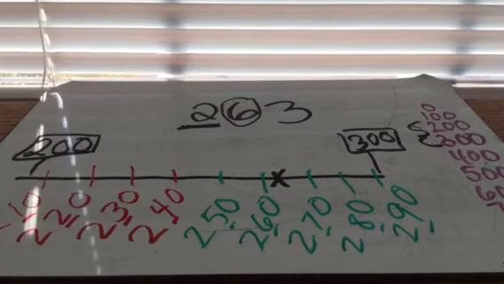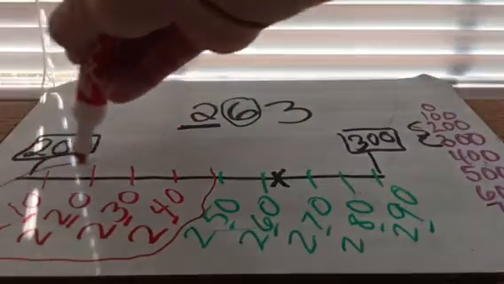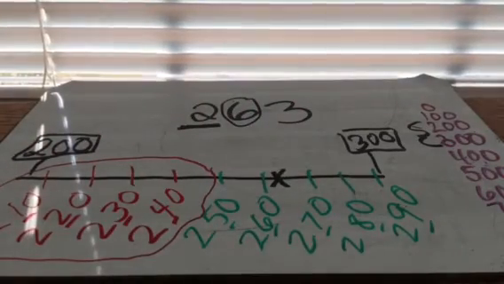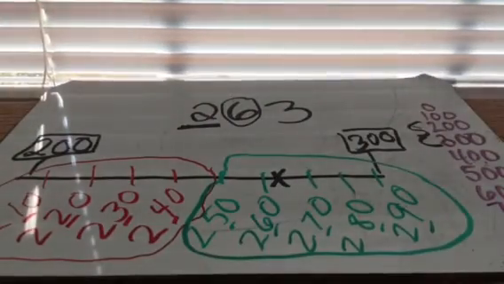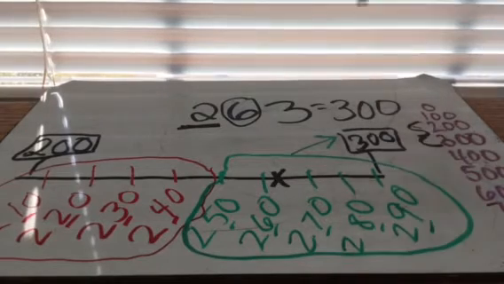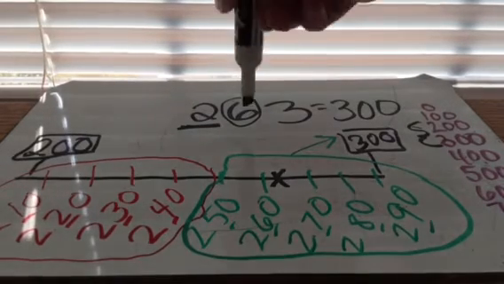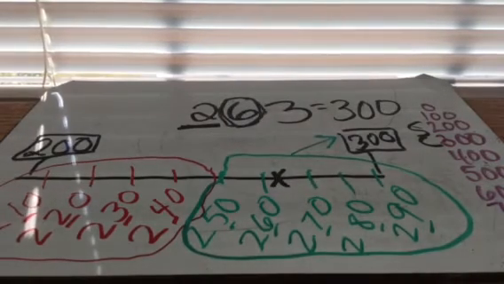So remember, everything up to here is red. Everything from 250 on is green. So that means it is a green, which means it goes to 300. So 263 rounded to the nearest 100 is equal to 300. Because we were counting by tens on our number line, and that 60 is a green number.